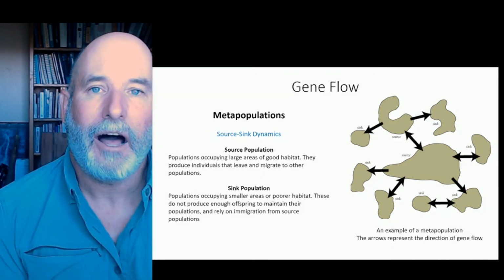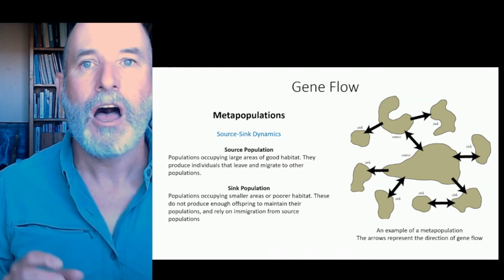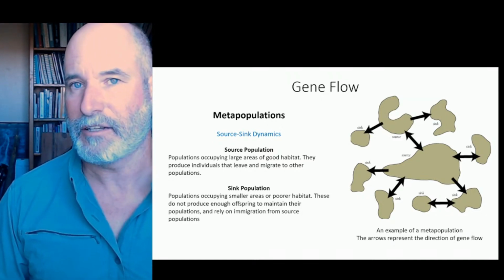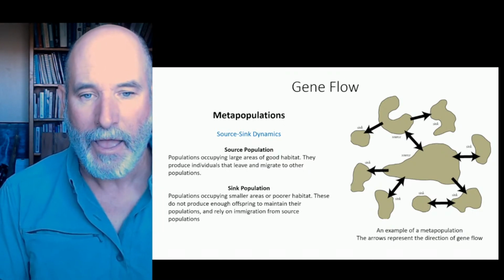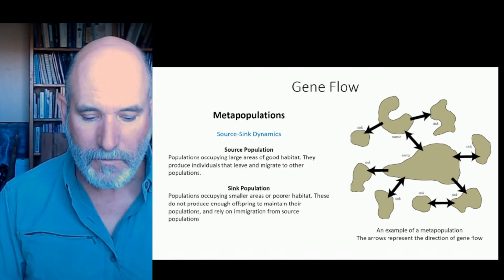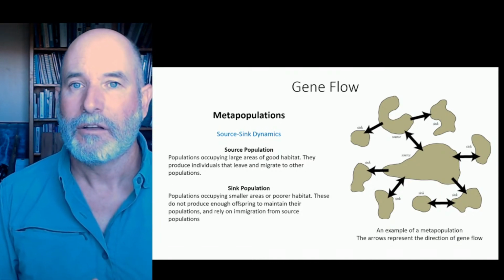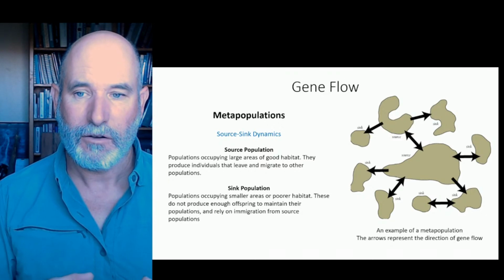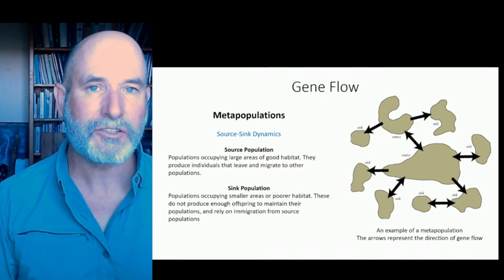Now, a lot of times when we have these populations of populations, not all of the habitat is the same. Some habitats are large, some are small, and some might be degraded or suboptimal. So what you get is what we call a source-sink dynamic. Now, sources and sinks.